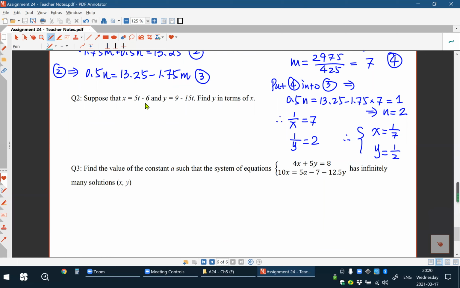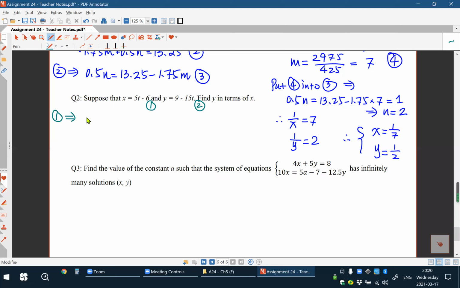Question 2. Suppose that x equals 5t minus 6 and y equals 9 minus 15t. Find y in terms of x. In order to find y in terms of x, we need to eliminate all the t's. So how do we do that? Suppose we label these equations number 1 and number 2 respectively.